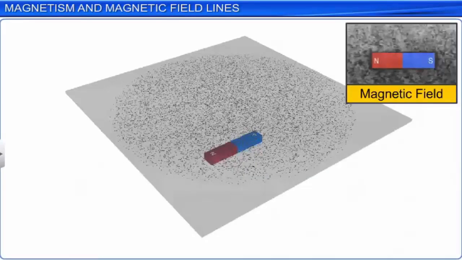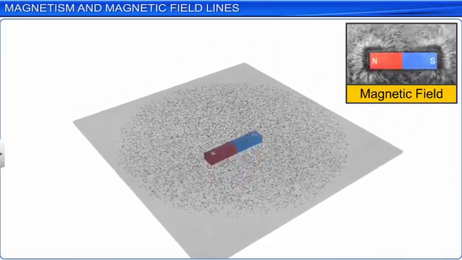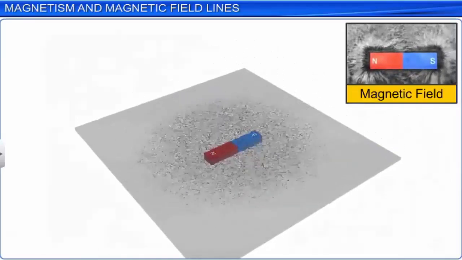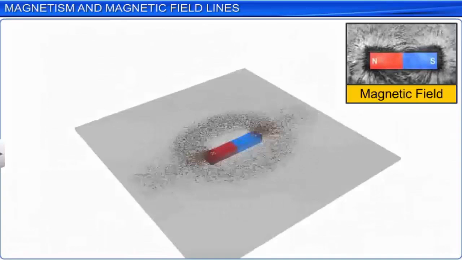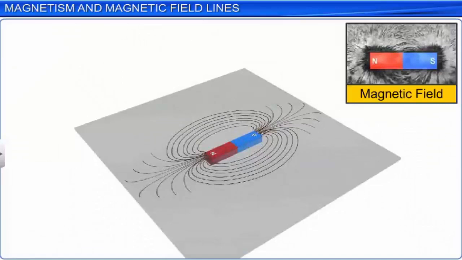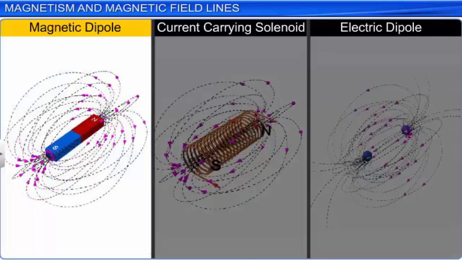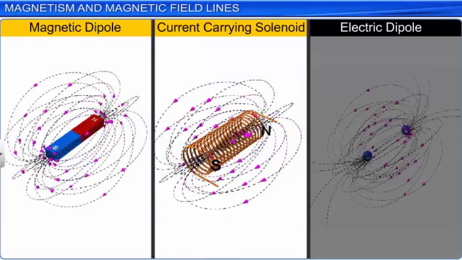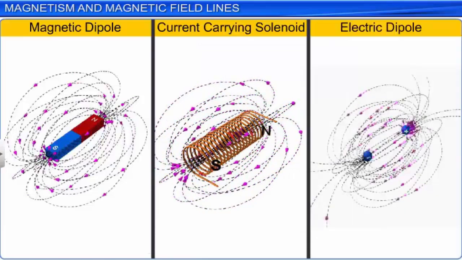Consider a glass sheet with some iron filings sprinkled on it. Bring the bar magnet from the bottom of the glass sheet close to the sheet. As the magnet is brought close to the glass sheet, we observe that the iron filings on the sheet arrange themselves as shown. If we draw lines along the orientation of the iron filings, the lines will represent the magnetic field lines. Similar field lines are observed in the case of a current-carrying solenoid and an electric dipole.